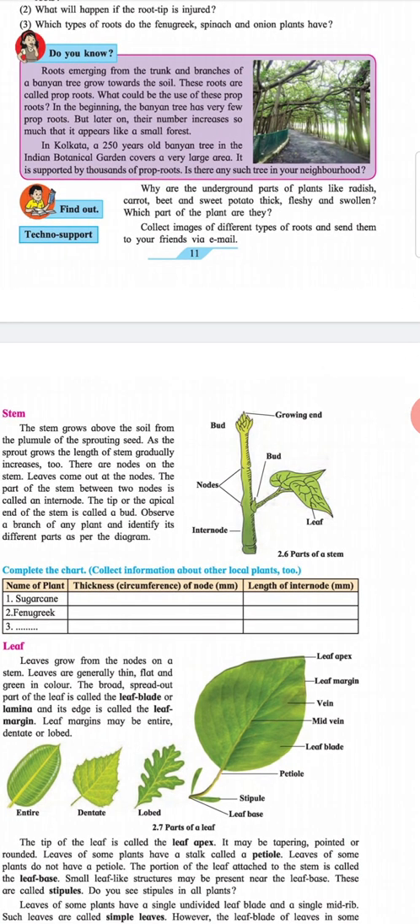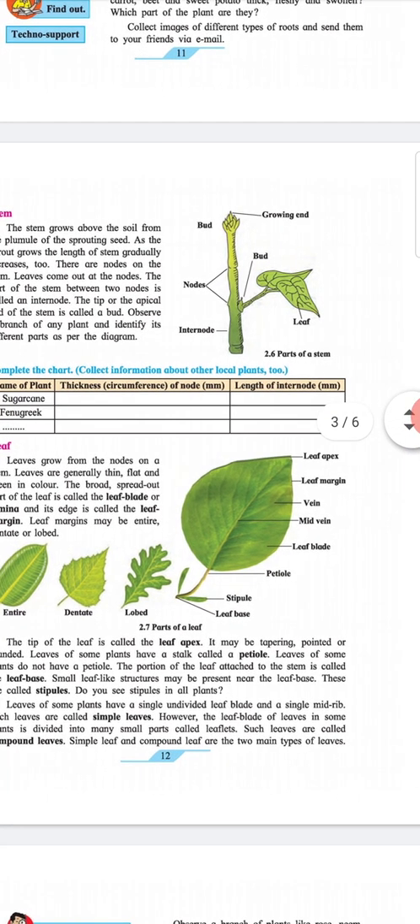Why are the underground parts of plants like radish, carrot, beet, and sweet potato thick, fleshy, and swollen? Which part of the plants are they? Techno support. Heading: Collect images of different types of fruits and send them to your friends via email. Heading: Stem.